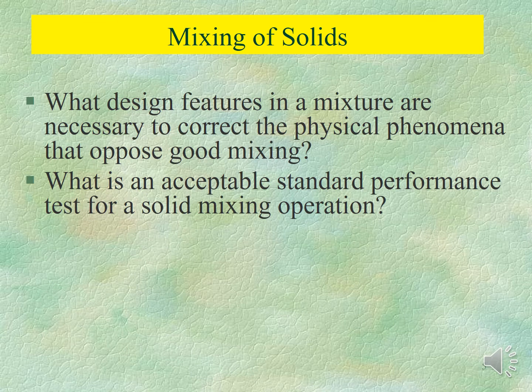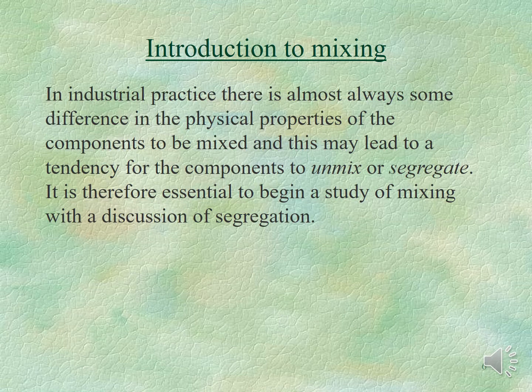So in a powder mixing process, normally we use equipment and we want to know what kind of design features the equipment has, and the acceptable standard for the performance. How do we measure? What kind of number, what kind of index are we using to measure solid mixing, so that we know that we have achieved the standard?